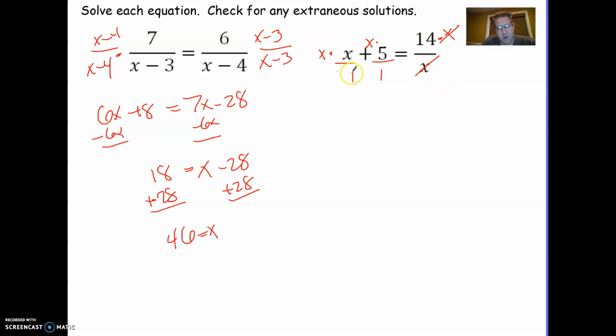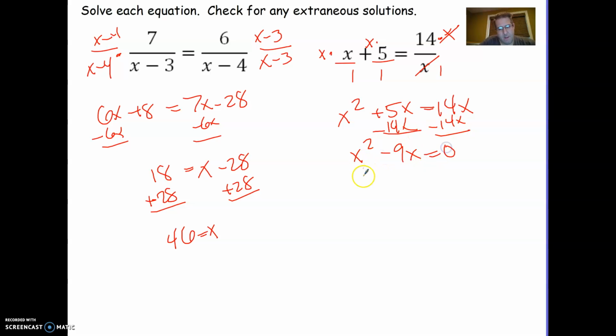These cancel. All right, so now they're all over 1. So that's x squared plus 5x equals 14x. Subtract 14x from both sides. And 5 minus 14 is going to give you -9x. I can then factor out x and get this, which means it looks like my answer is 0 and 9.